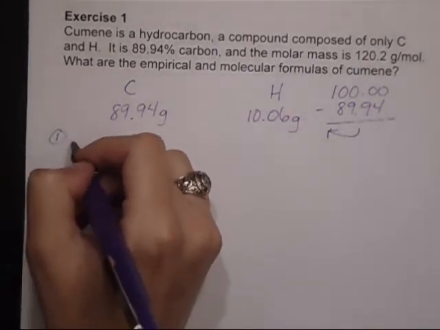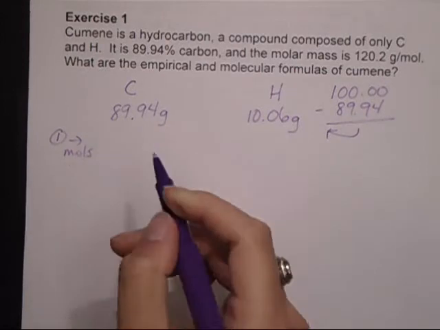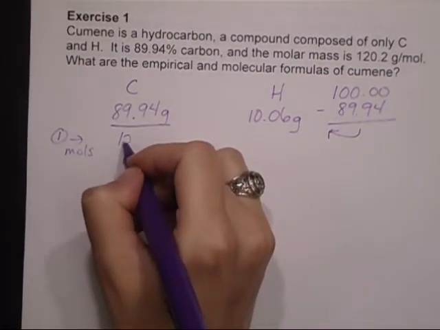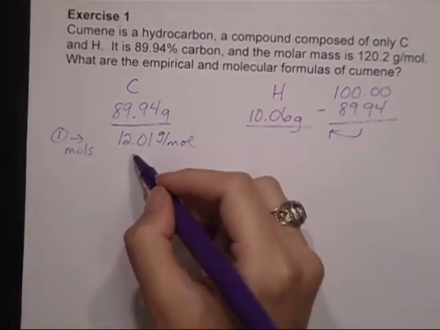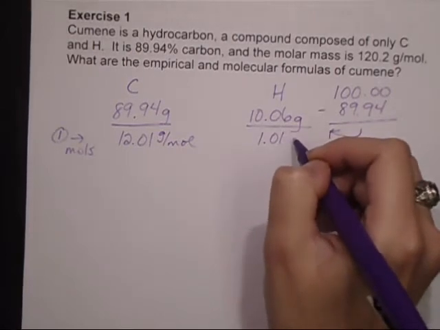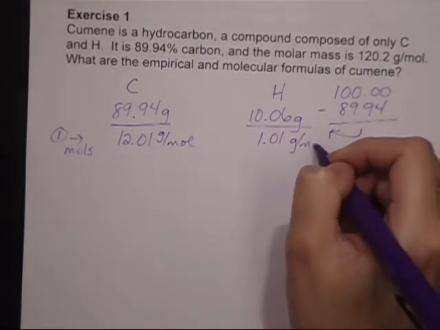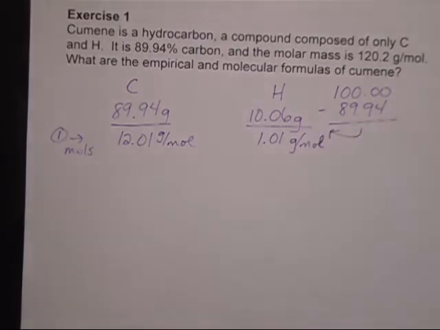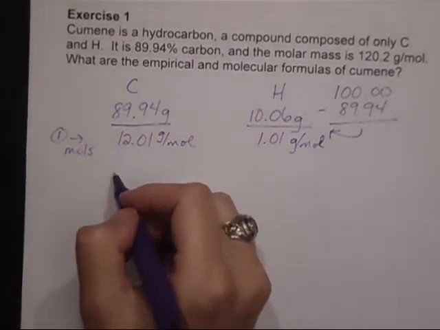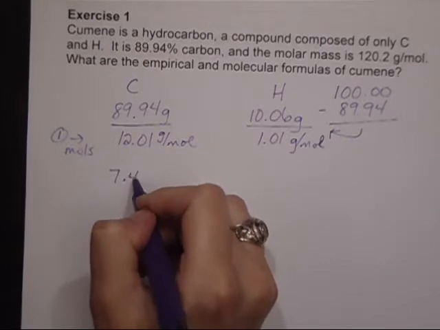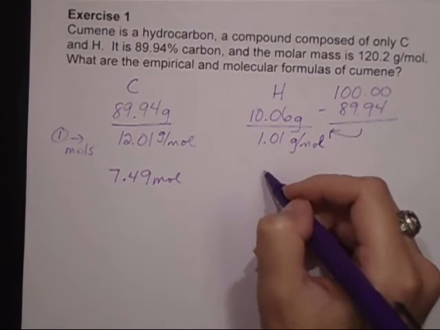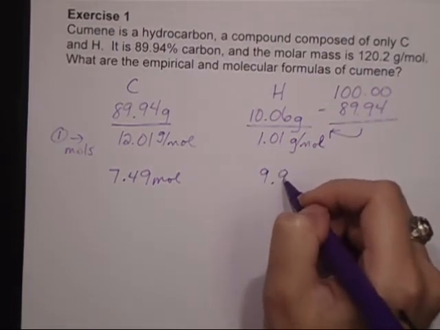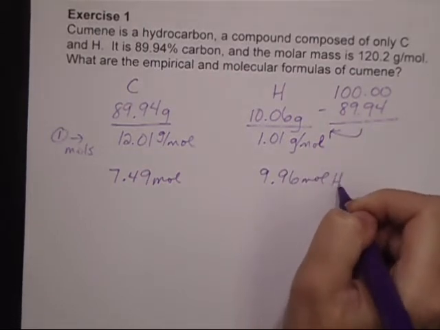The next thing we need to do is convert to moles. To do that, I'm going to divide each of these elements by their molar mass. Carbon is 12.01, hydrogen is 1.01. And again, these are part of a compound, so we know hydrogen's diatomic, but part of a compound, it's by itself. So the moles that I get here, I get 7.49 moles of carbon, and I get 9.96 moles of hydrogen.